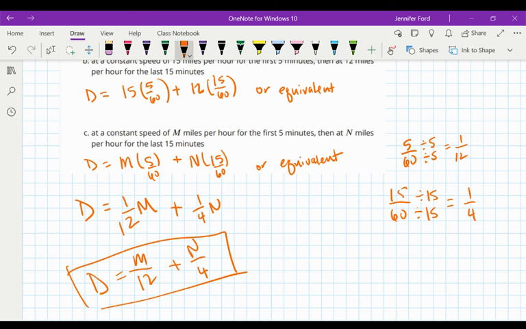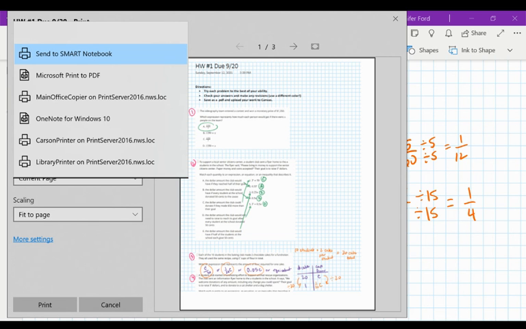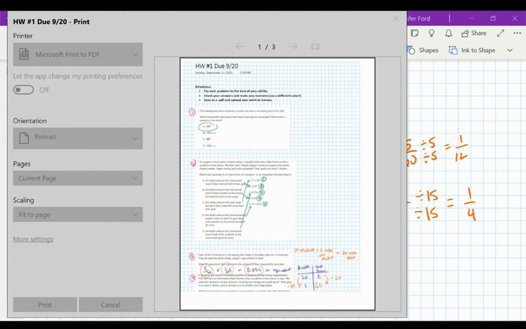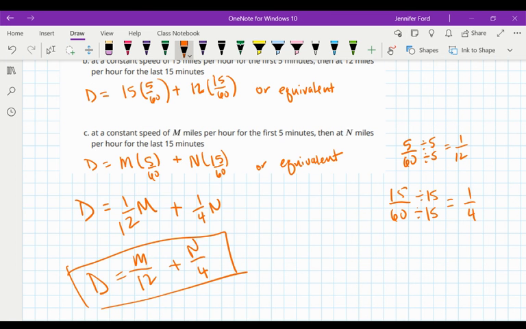Okay. So how do I take, let's say you've done your homework, you've done your corrections, and you want to make a PDF. If you go to the 3 little dots, do print. We're not going to send it to the Smart Notebook. We're going to Microsoft Print to PDF. And then print. And then you're going to name the document. Homework 1, and maybe with your name on it. Your name, not my name. Save it. And then you now have that document that you can upload to Canvas, that PDF.